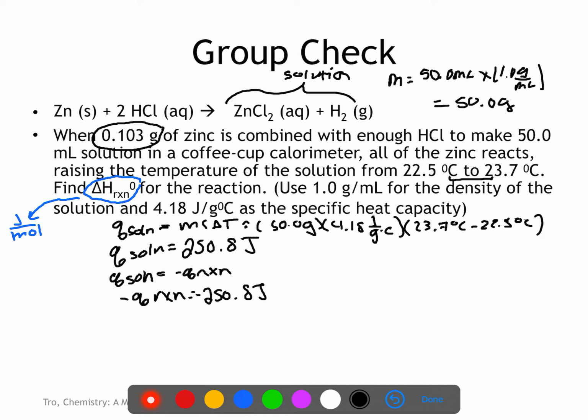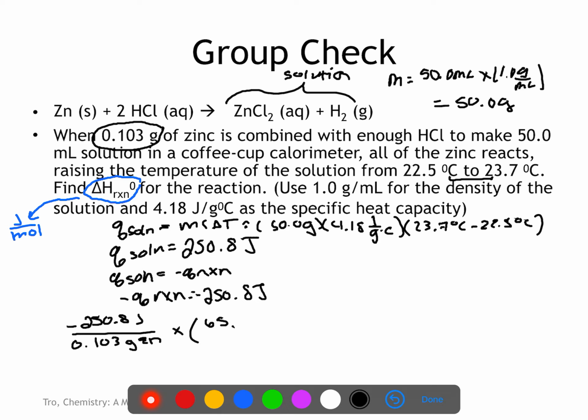Now, we still have to incorporate the amount of zinc. So, a couple ways to do this. You can just isolate the moles and then divide, or use it all in one equation. So your amount right here, negative 250.8 joules, represents that amount of heat that was released for 0.103 grams of zinc. Now we want to get that per mole, so then you can multiply it by its molar mass.